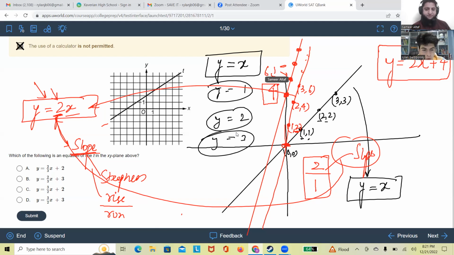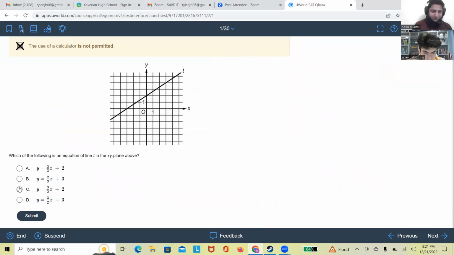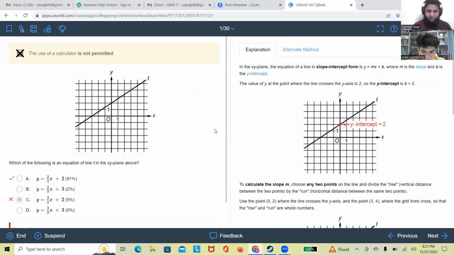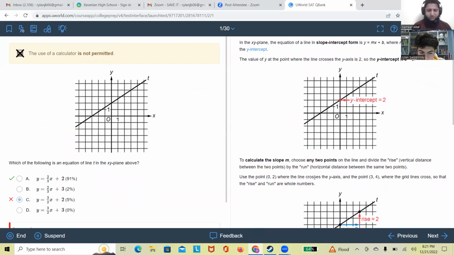Wait, so would the answer to this question be C? Oh, you're also doing the same thing here. Okay, let's check it out. So your rise over run is, you don't need to see the explanation. Let's try to see the question first.